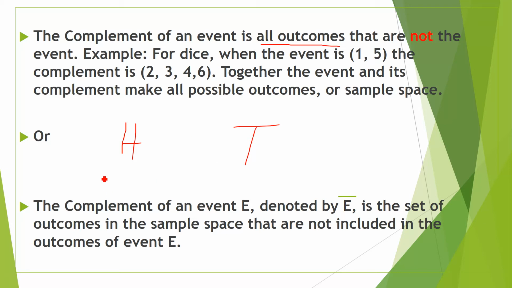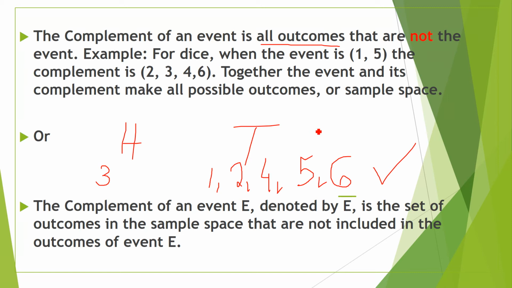In the case of a die, suppose I roll a die and 3 comes. This is called the event. If I say 3 is the event, what is the complement? All the remaining sides of the die. So 1, 2, 4, 5, 6 are remaining. These are the complement. So the complement of an event is all outcomes that are not the event.